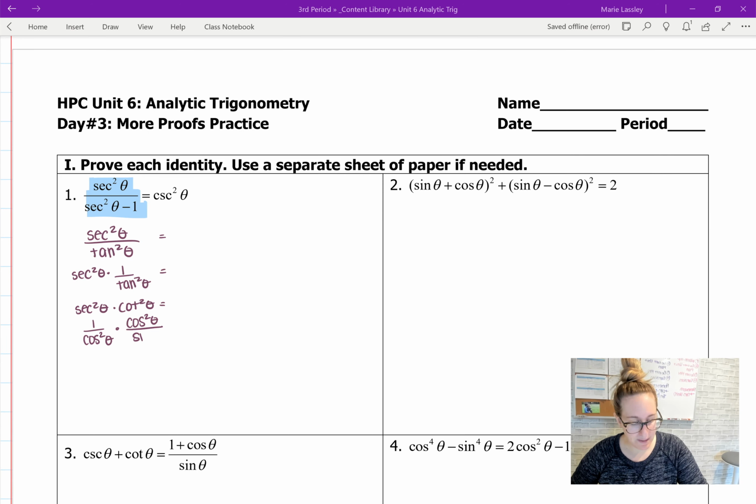All right, now I can simplify. So I see that I have cosine over cosine, so I can simplify those out. And then what I'm left with is just 1 over sine squared. And then using my reciprocal identity, 1 over sine squared is cosecant squared theta. So check, I have now proved that the left-hand side is equal to cosecant squared theta.